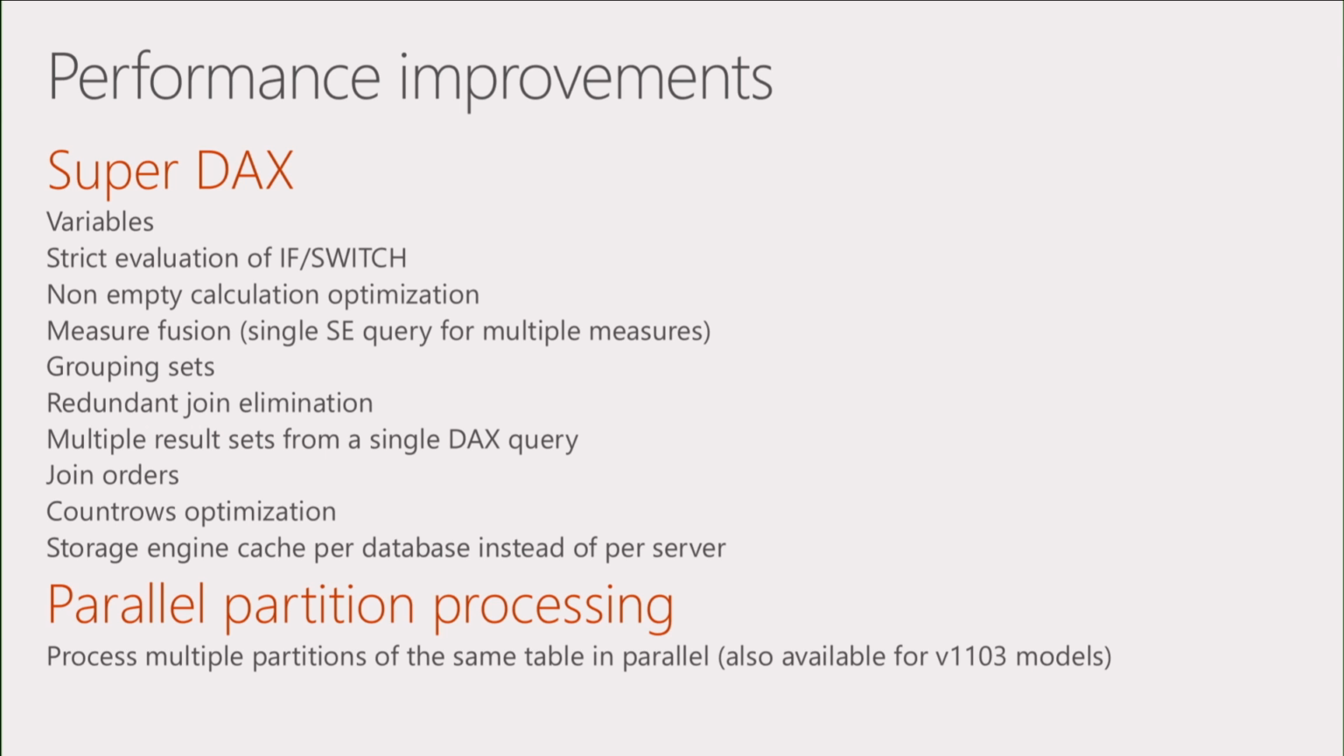The number of improvements that have been made have a particular impact. For example, the second one, the strict evaluation of IF and SWITCH, has a particular impact for any Excel pivot table. You will see the pivot tables run faster just because of that single improvement in performance, but there are many others. I will not list all of those because many of them are not so important from a technical point of view if you just want to see the result.